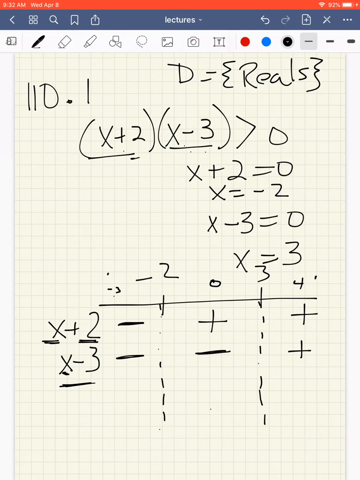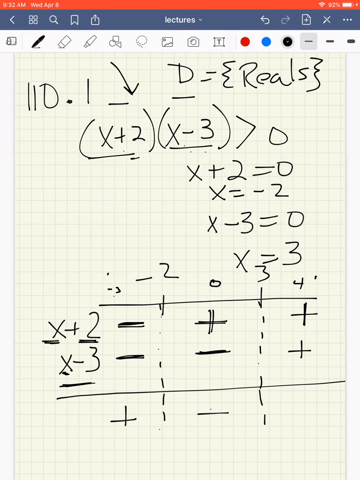All right? Draw a line underneath that. Because if you look back up here, it says this factor times this factor. So now what we're going to do is multiply the signs. So negative times negative is positive. Positive times negative is negative. Positive times positive is positive. And believe it or not, we have the answer right there.